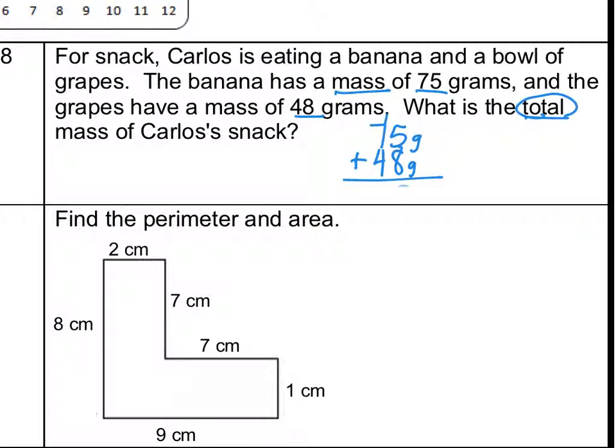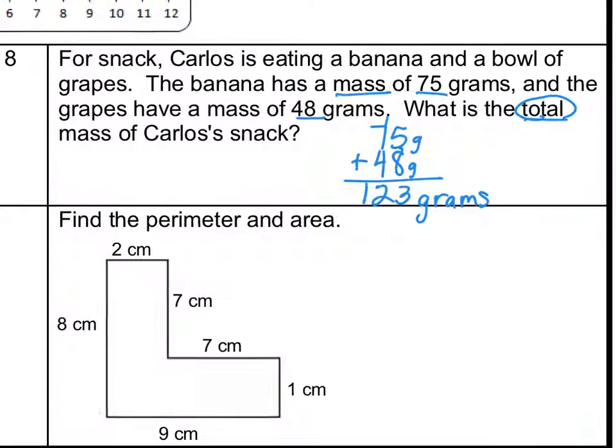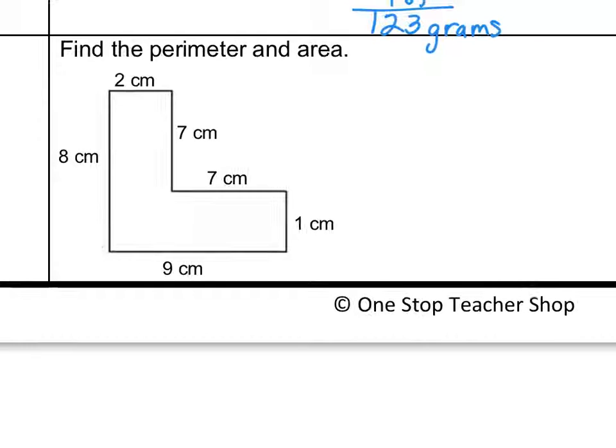5 and 8 is 13. 7 and 4 is 11 plus 1 is 12. So the final answer is 123 grams. That's what his snack is. Find the perimeter, rim, a rim around the outside, and area. Okay, so let's do perimeter first.